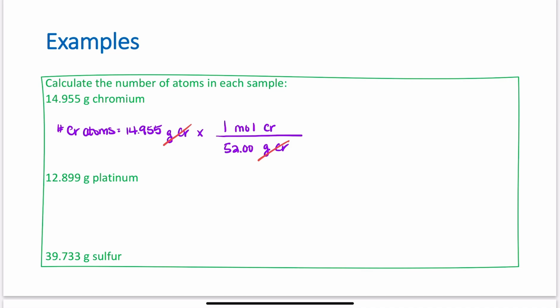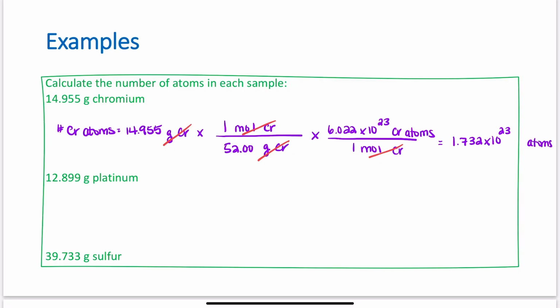This cancels my grams of chromium and gets me to moles of chromium. But I don't want moles of chromium. I want number of chromium atoms. So 6.022 times 10 to the 23rd chromium atoms for every 1 mole of chromium. Plug that in the calculator: 1.732 times 10 to the 23rd chromium atoms.